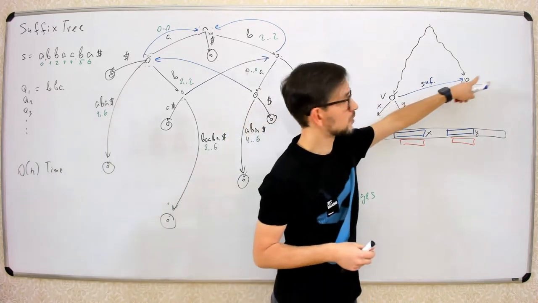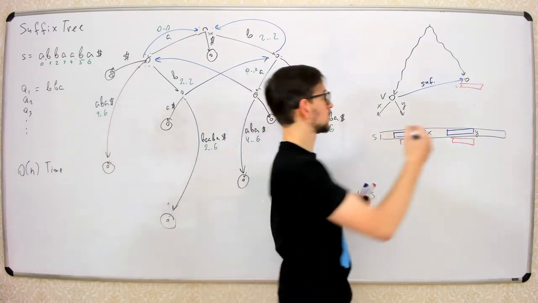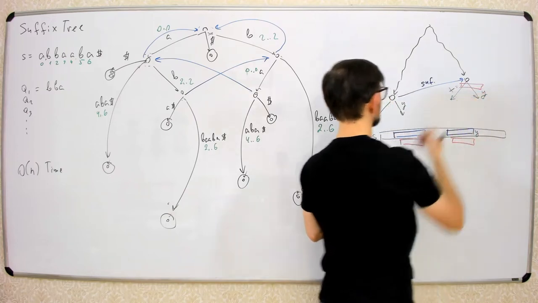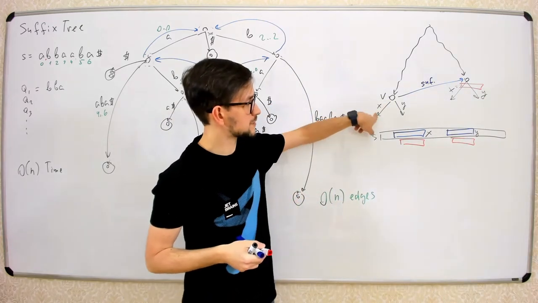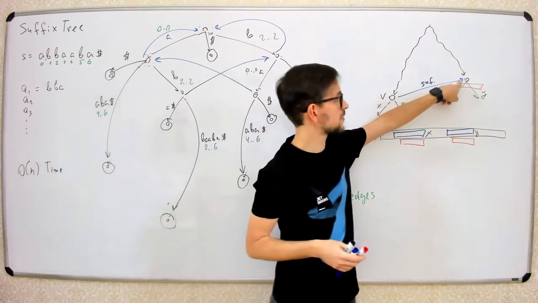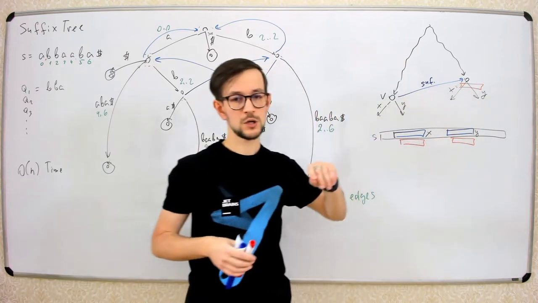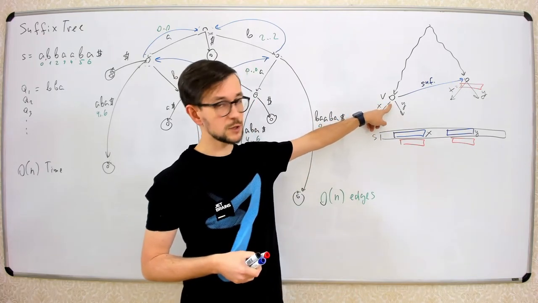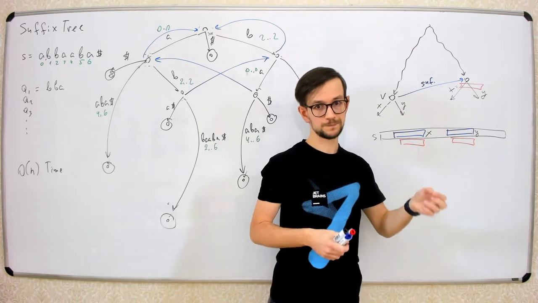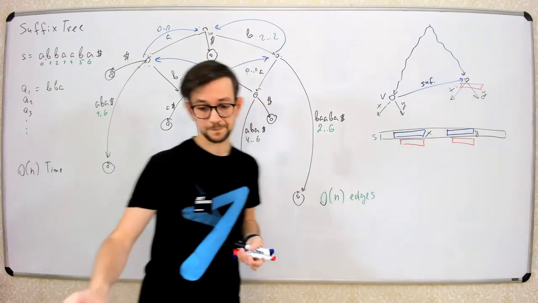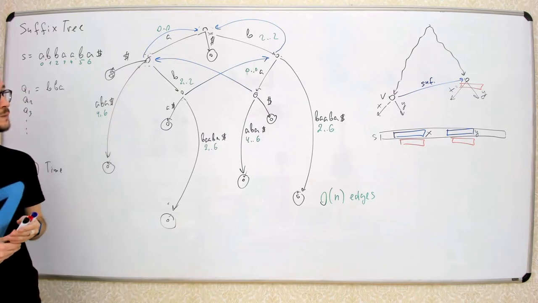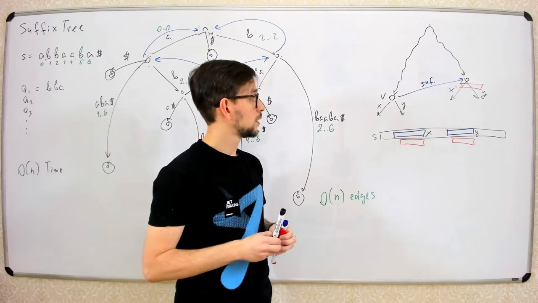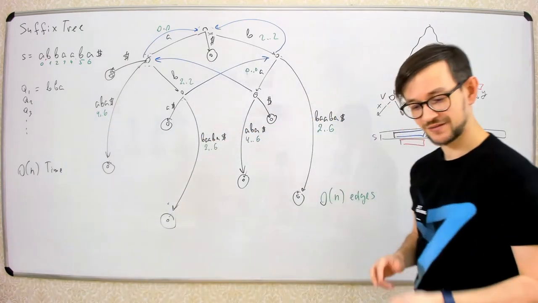So this node must have at least two children, a child of character X and a child of character Y. So if my node contains these two children, then this suffix link node also should contain these two children. So it also must be uncompressed. So if you build a suffix link from some uncompressed node, you will have a link to some uncompressed node. That's all the preparations we need.